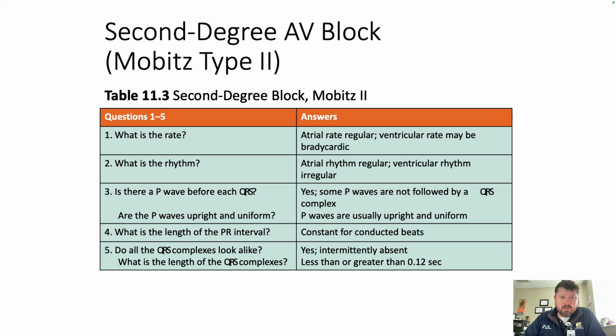Do all the QRS complexes look alike? Yes, but they're intermittently absent, and they should be less than 0.12 seconds because, again, the issue is at the AV junction, not at the ventricles.